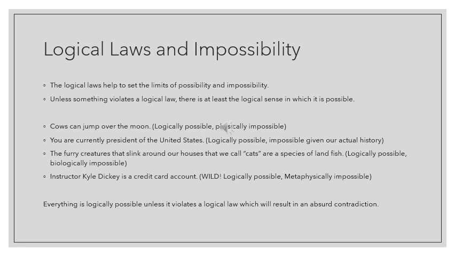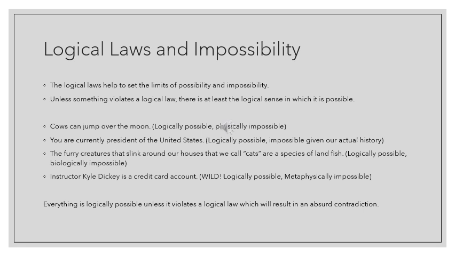These logical laws ultimately help us to set the limits of what's possible and impossible. That is, unless something violates a logical law, there is at least some sense in which that thing is possible: the logical sense. Things like cows can jump over the moon are logically possible. They are, of course, physically impossible, but that's neither here nor there. There's no logical contradiction involved in the idea that cows are able to jump over the moon, right?